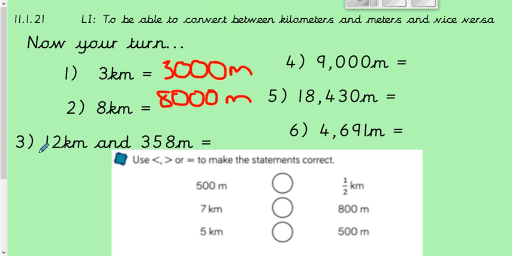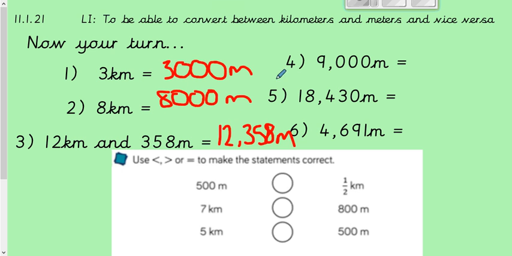Now this one was a bit of a tricky one. 12 kilometers and 358 meters. Now that would be written as 12, and then, oh, that should be an 8. There we go. So it's 12,358 meters. Okay, so don't let that confuse you. That just means there's 12 kilometers, and then there's just an extra bit that doesn't quite fit into 1 kilometer, so they stay in meters.